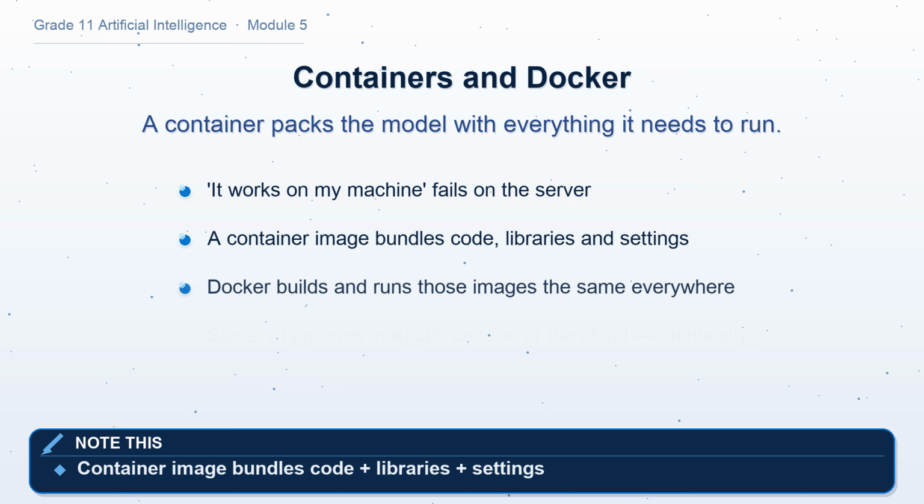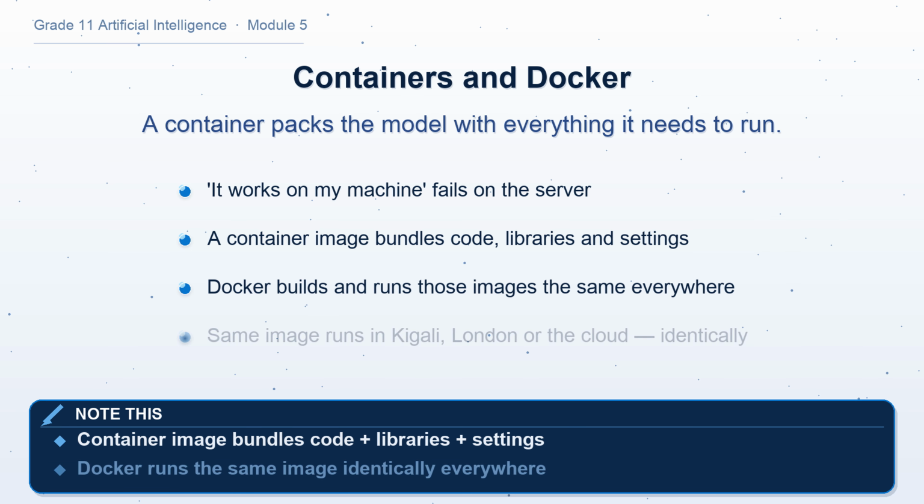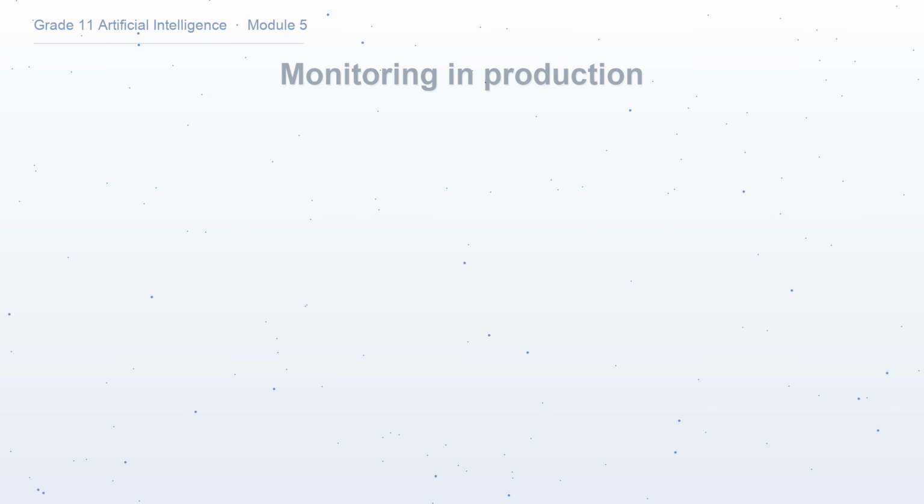Because the package is complete, the very same image runs identically on a server in Kigali, a laptop in London, or in the cloud. No more surprises from a missing library. With the model packaged and served, we must keep watching it once real users arrive. A deployed model needs watching because it can decay quietly while the code never changes at all.